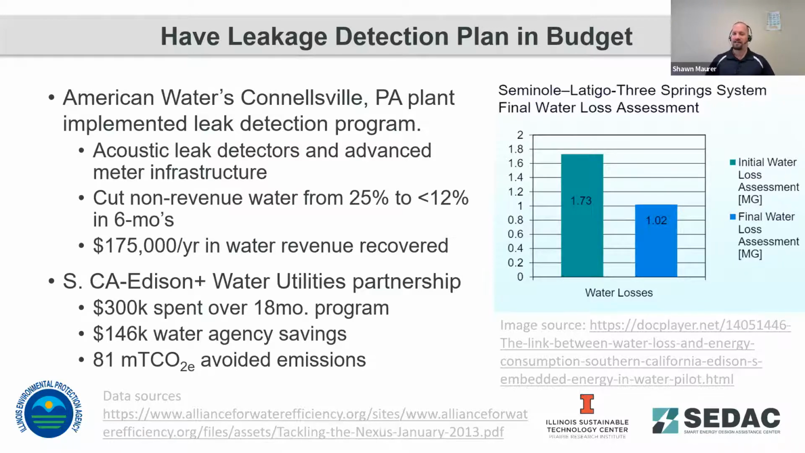In Southern California, Edison was another program. They partnered with some water utilities to do some testing, things like that. So they had a program that helped fund water programs, because that helped the utilities save on electric energy, reducing that pumping energy associated with those water losses. And so again, an 18-month program, $300,000 in savings across multiple water utilities.